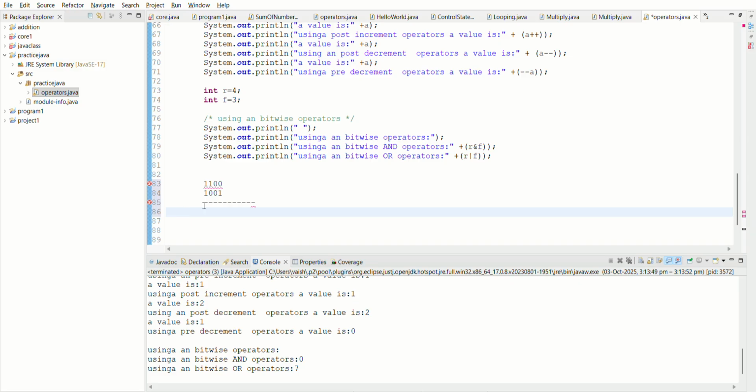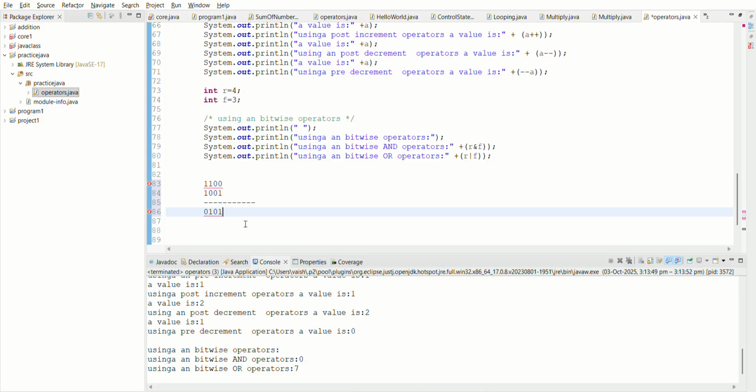At least only one value as a 1, the result is 1. If both places have the same value, the result is 0. So first place 1 here, first place 1. The same places have the same value, that means the result is 0. So 1 1 gives 0, 0 0 gives 0, and 0 1 gives 1.